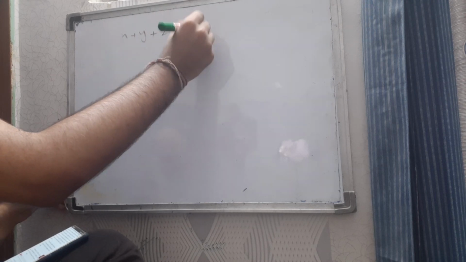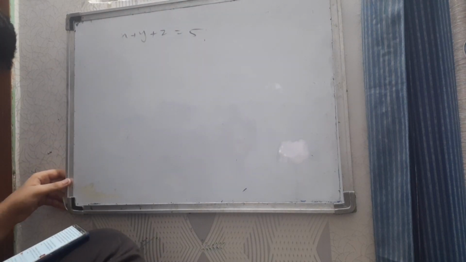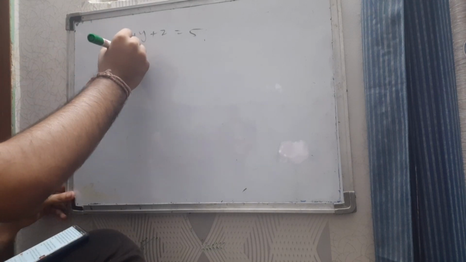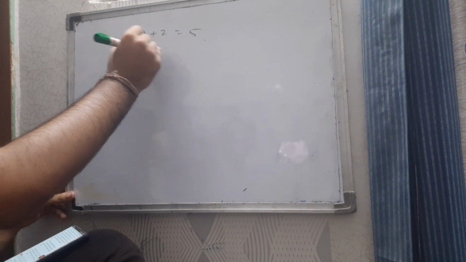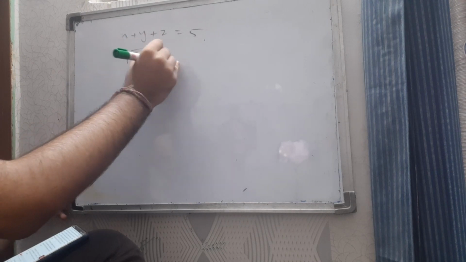So statement 1 given is, there are 5 balls in the box, and statement 2 given is, the number of green balls is greater than the number of blue balls. So the total number of balls is 5. And we are given that the number of green balls is greater than the number of blue balls. This is given to us.